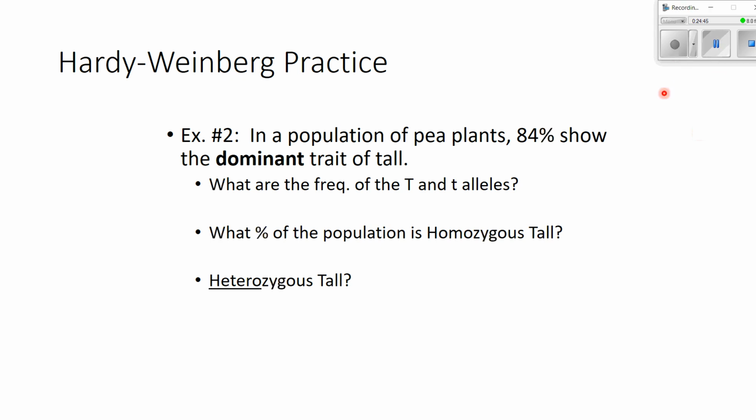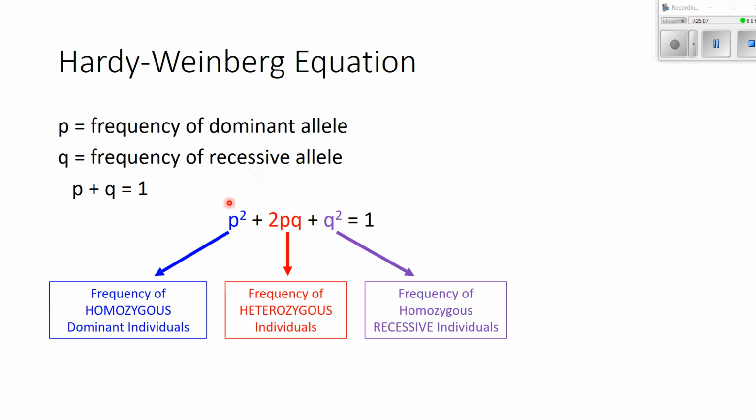Okay, now let's see how you did. I will tell you from the get-go, this is one of the trickier Hardy-Weinberg problems, and it's only the second one you've ever tried to solve, so it's probably mean of me to give you a tricky one. But the key to this is to figure out, what do I do with that 84%? 84% show the dominant trait. So think about this. Who would show the dominant trait? The homozygous dominant plants would show the dominant trait. But are they the only ones?